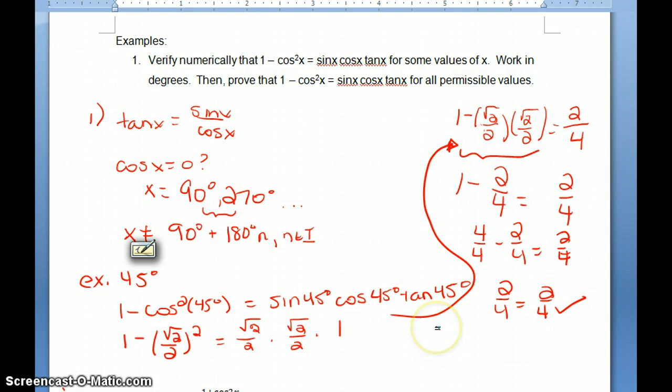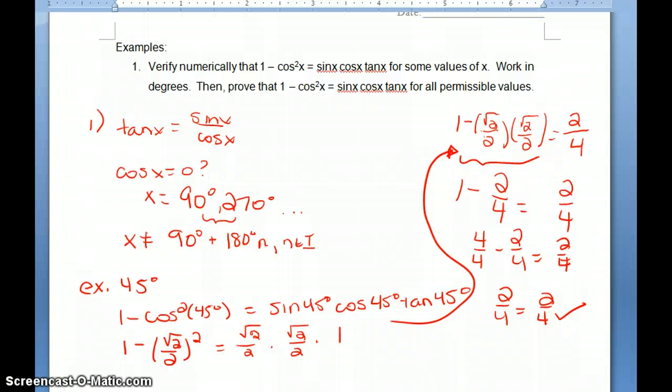So that works. So right there we just verified numerically that 45 degrees is a value of x that works. So now what we're going to do is prove that 1 minus cosine squared of x is actually equal to sine of x times cosine of x times tan of x. Here we just verified for 1 point, say 45 degrees, that it works for that value. So now we're actually going to prove that this whole identity is actually an identity, okay? So make sure you pause this.